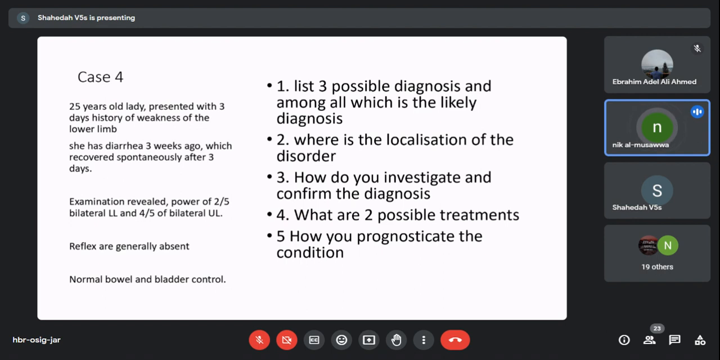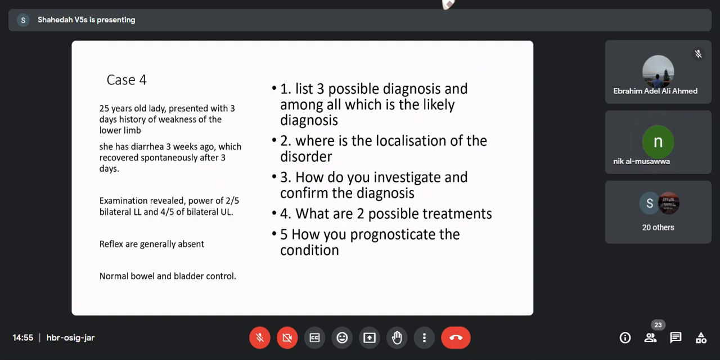First possible diagnosis would be Guillain-Barré syndrome. Excellent. What else is the differential? Other differential would be transverse myelitis. Can it be transverse myelitis? Cauda equina syndrome. Actually transverse myelitis is wrong because transverse is upper motor.